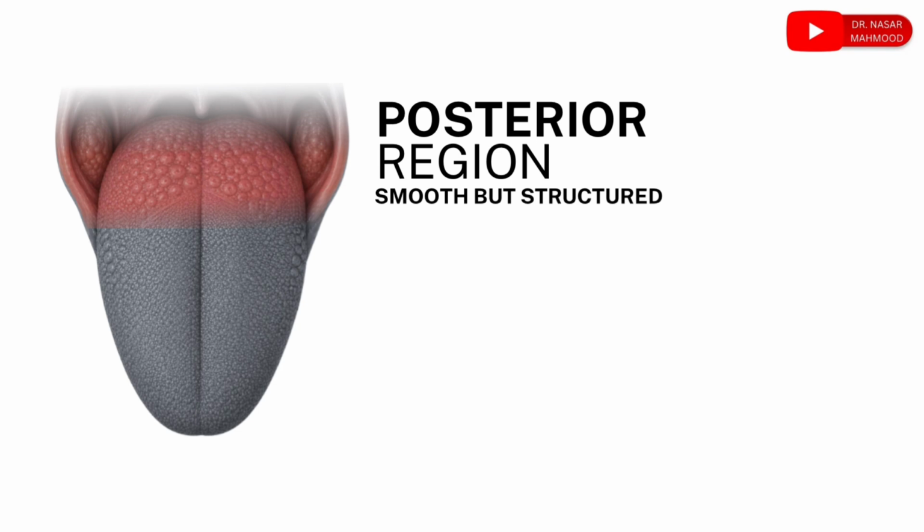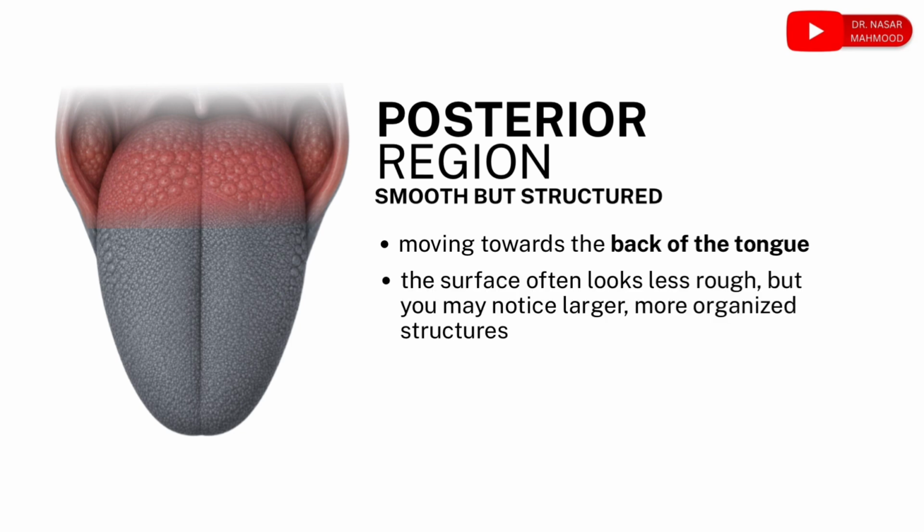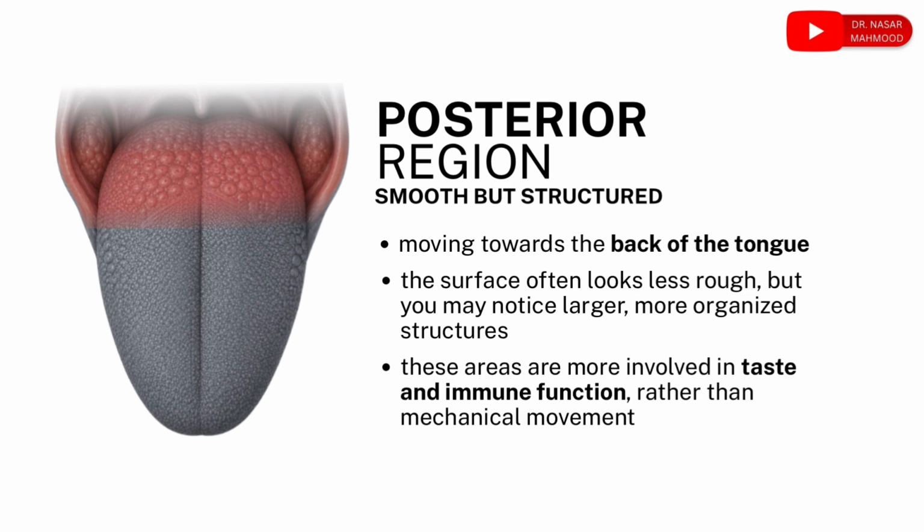Now let's look at the posterior region, which is smooth and more structured. Now move towards the back of the tongue. Here the surface often looks less rough, but you may notice larger, more organized structures. These areas are more involved in taste and immune function, rather than mechanical movement.